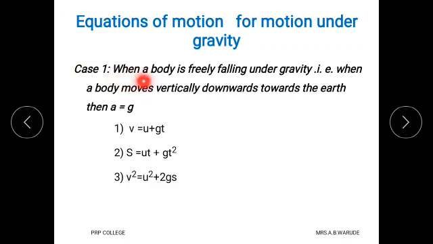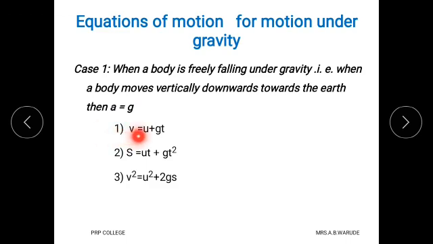First case is when a body is freely falling under gravity. That means when a body moves vertically in the downward direction, towards the earth. It is in the direction of the gravitational force, and therefore at that time acceleration has value g, and therefore we write the three equations of motion under gravity.